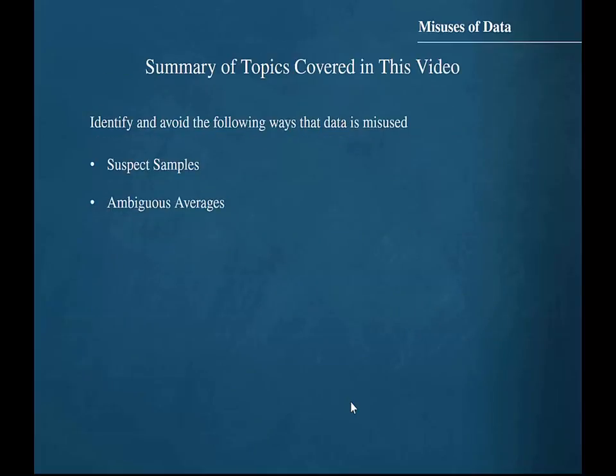In this video, we learned to identify and avoid the following ways that data is misused: suspect samples and ambiguous averages.